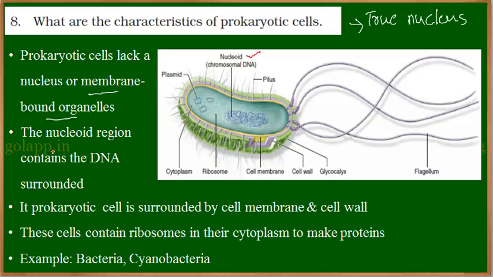So this we already learned. The nucleoid region contains DNA. The region where the DNA is present is called the nucleoid. Now apart from this, what else does a prokaryotic cell have? We learned it has cytoplasm and nucleoid. Apart from this, like every cell should have a cell membrane, a prokaryotic cell also has a cell membrane, which is a lipid bilayer, made up of phospholipid bilayer.